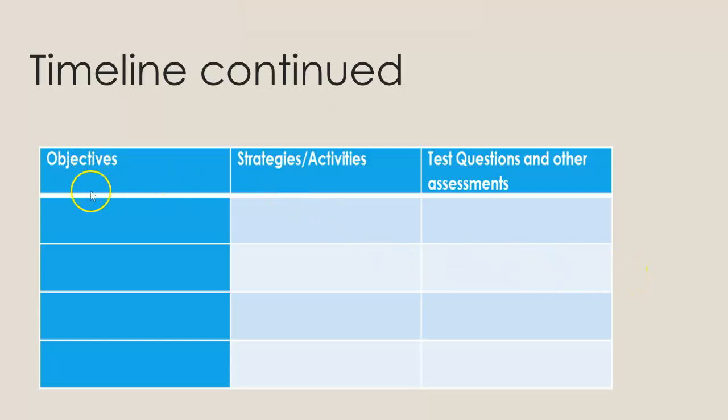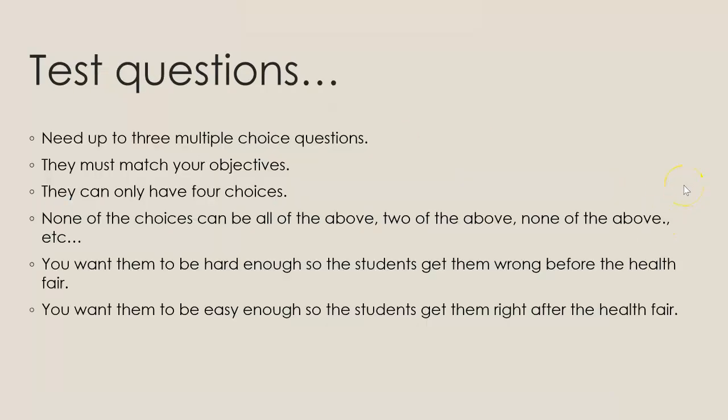So you should have objectives now, and now we're going to move to the test questions and other assessments. Again, 3 multiple choice questions, 2 knowledge, 1 attitude. When you're writing your test questions, they need to measure whatever your objective says. They have to have A, B, C, D choices, all different answers. And this is what's really, really hard for students. Well, it's hard for everybody, actually.